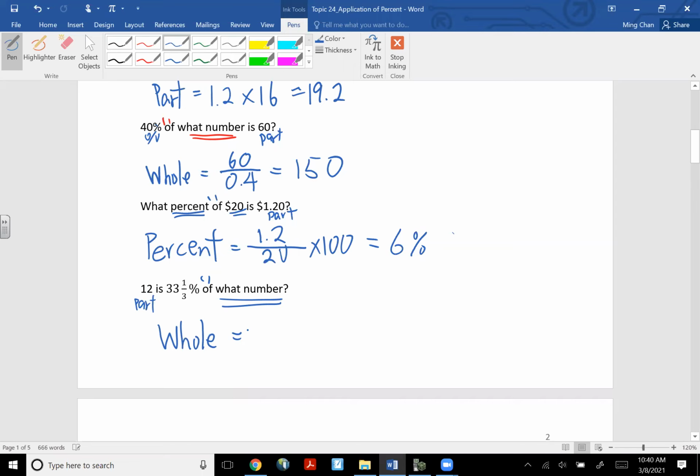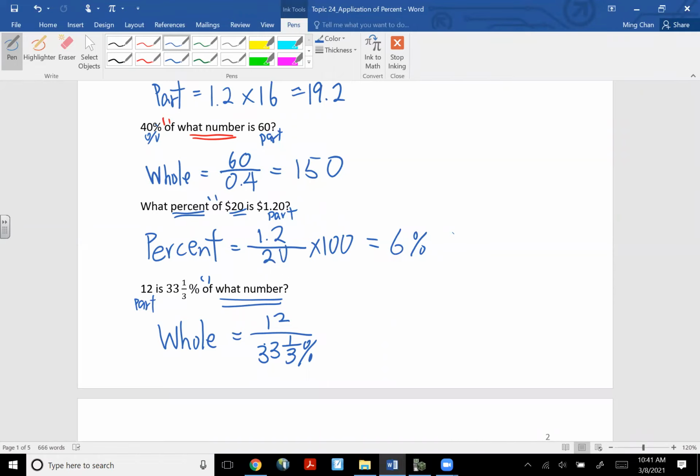So I'm going to write this problem out. This is a little bit tricky to put in the calculator. Whole is part over percent. So 33 and 1/3%, right? We have to divide, so I need to type in this percentage. There are a couple of different ways we can do this.